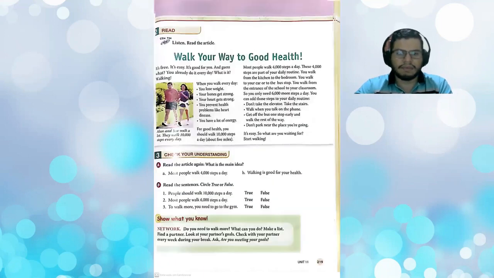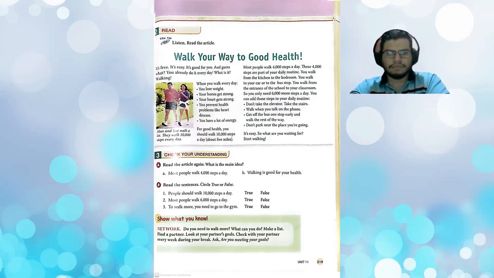The next for you is about walk your way to good health. Walk your way to good health. Listen to the audio number 34. Listen to this. Page 219. Read.